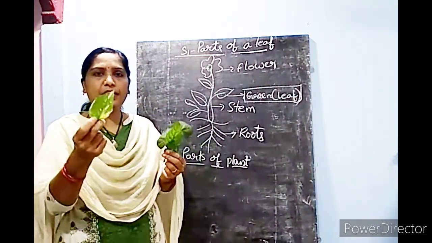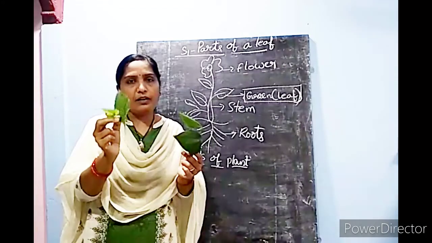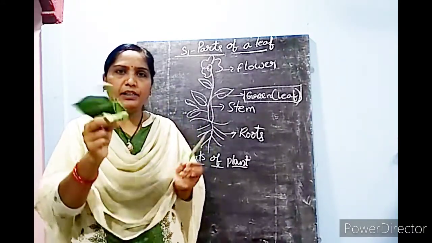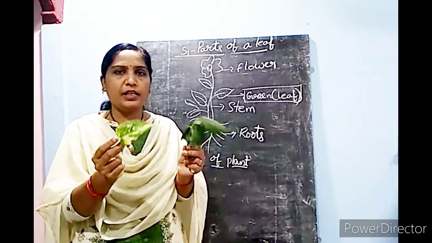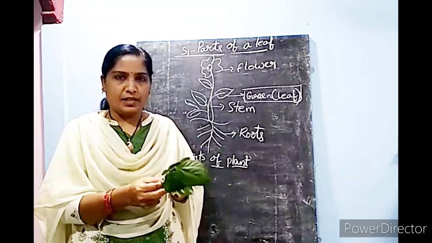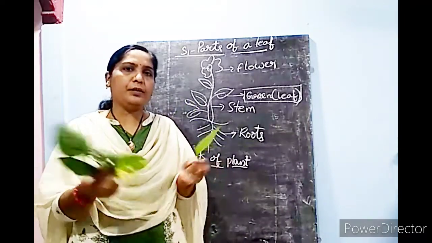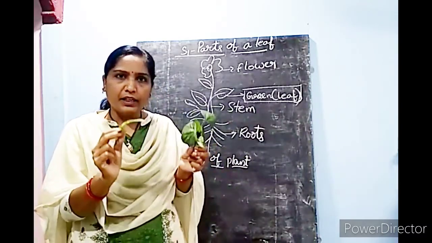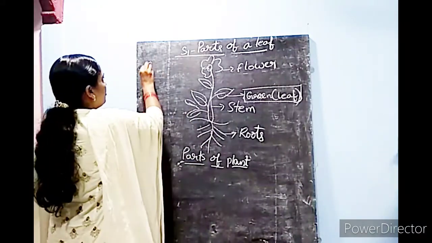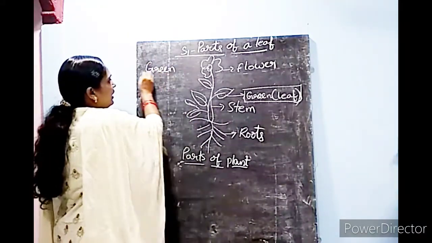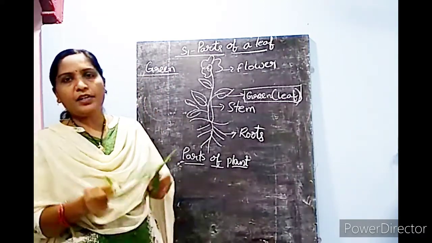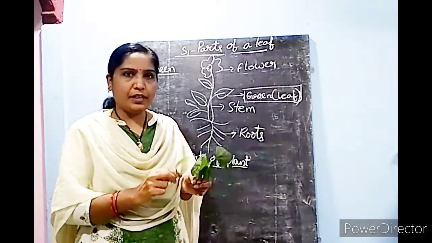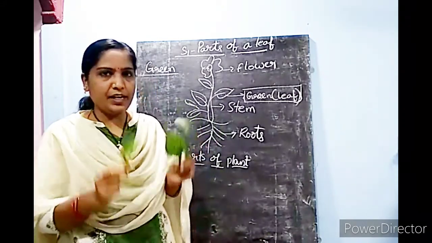I will show you the different types of leaves. These leaves are all of different plants. Are you finding any same character or same feature among all these different plant leaves? Yes, you are right. Whatever the plant may be, they are of different plants, but even though, they are all green in color. Why are they green? Because they have a pigment. You will read all this in your coming classes. They have chlorophyll pigment in them. Because of that they appear green in color.